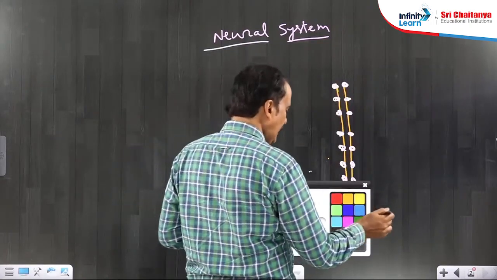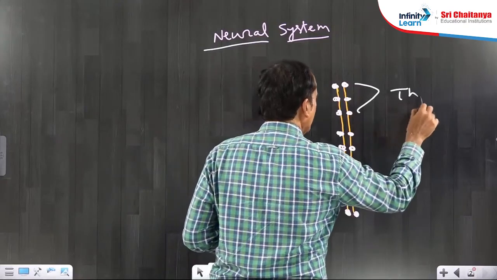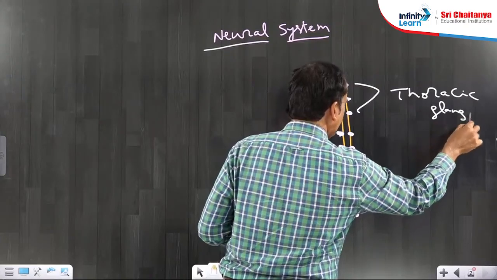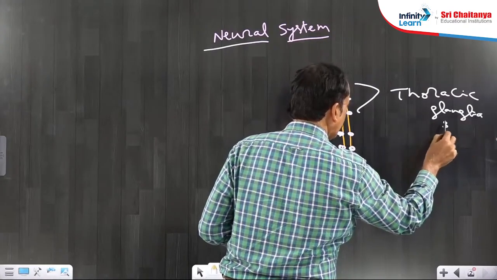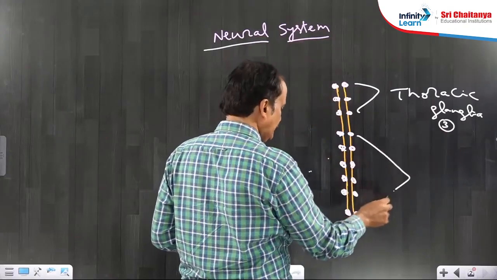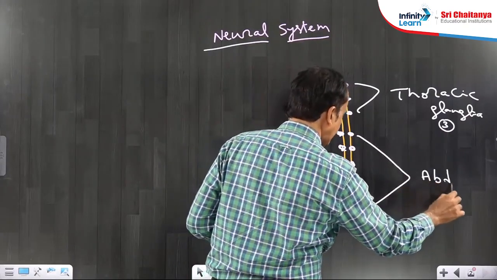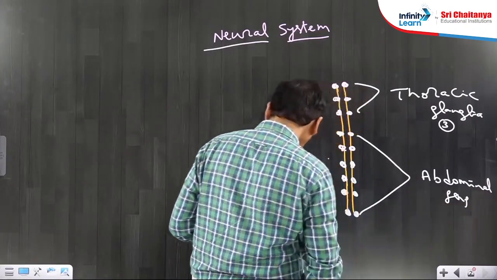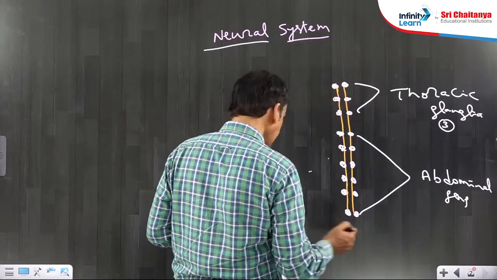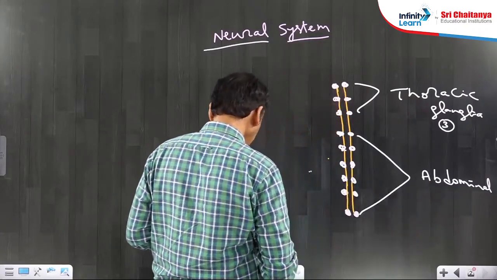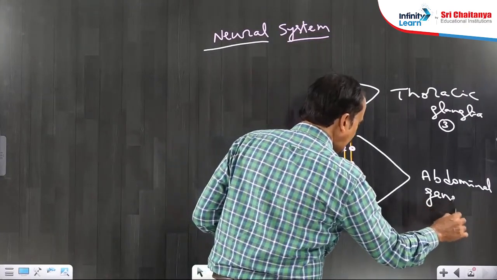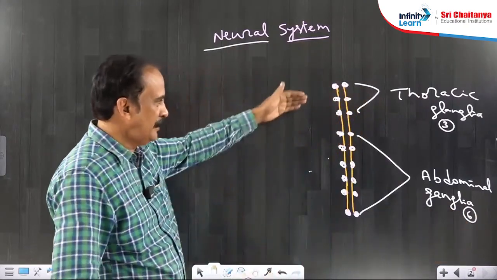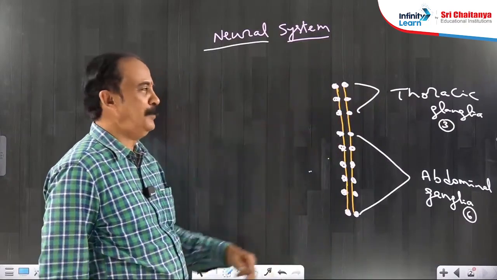These 3 are there in thorax, so we can call them thoracic ganglia. Six are there in abdomen. So abdominal ganglia are 6 in number, 6 pairs. Thoracic are 3 pairs. Right? This is what is present in the thoracic region and abdominal region.